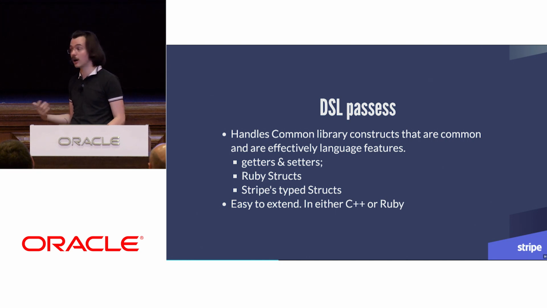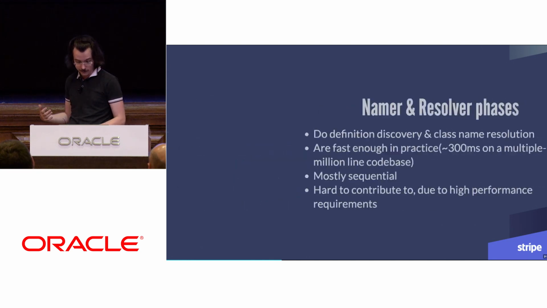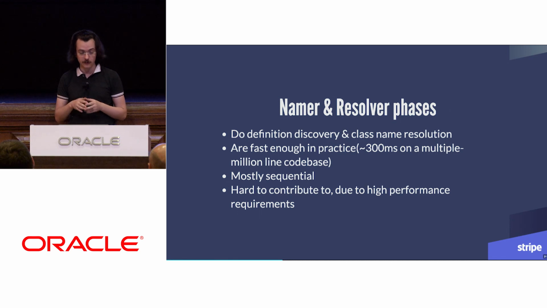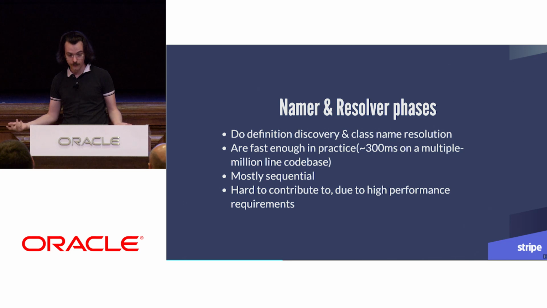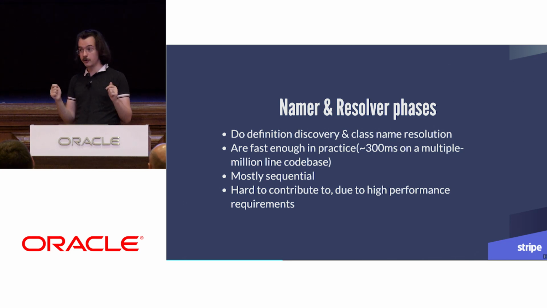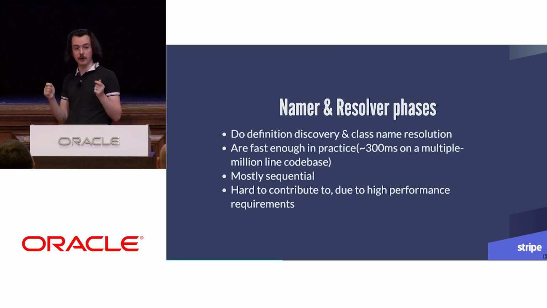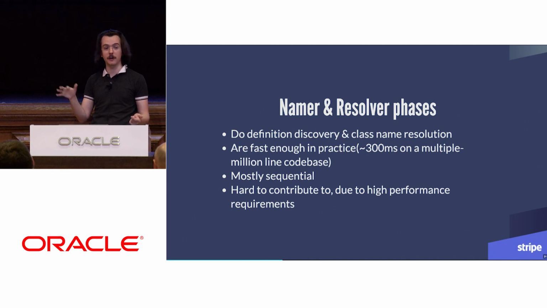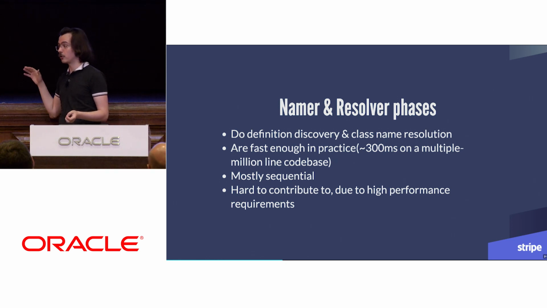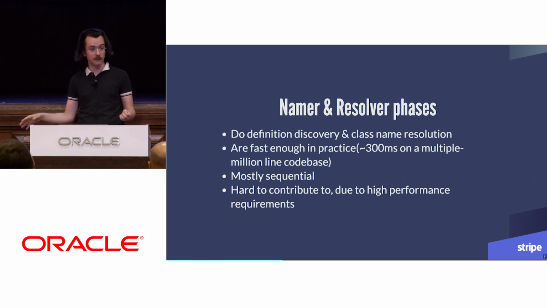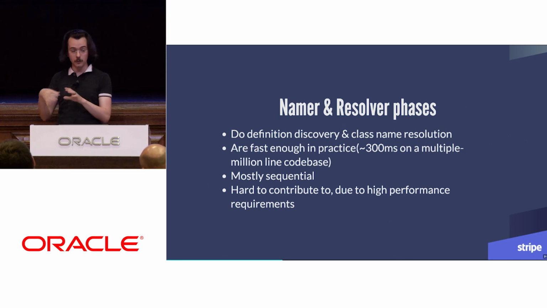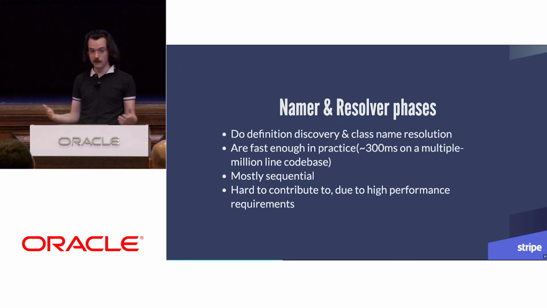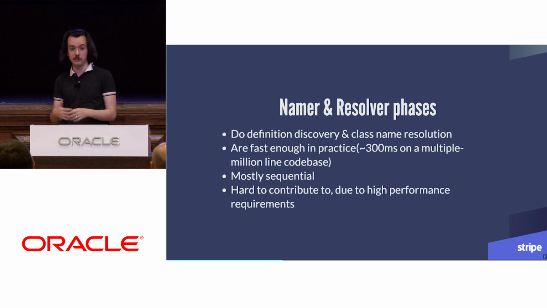Now come the phases that are harder to extend because they have harder constraints, notably the namer and resolver phases. Namer does definition discovery, and resolver does class resolution. Those are, in Ruby, global transformations. In Ruby, the resolution of names is dependent on the scope, and the same name can mean different things in different places. Your names also get resolved through superclasses. So having different superclasses can also mean that the name of the same constant Foo may mean different things. The name Integer may change its meaning depending on where it's written.